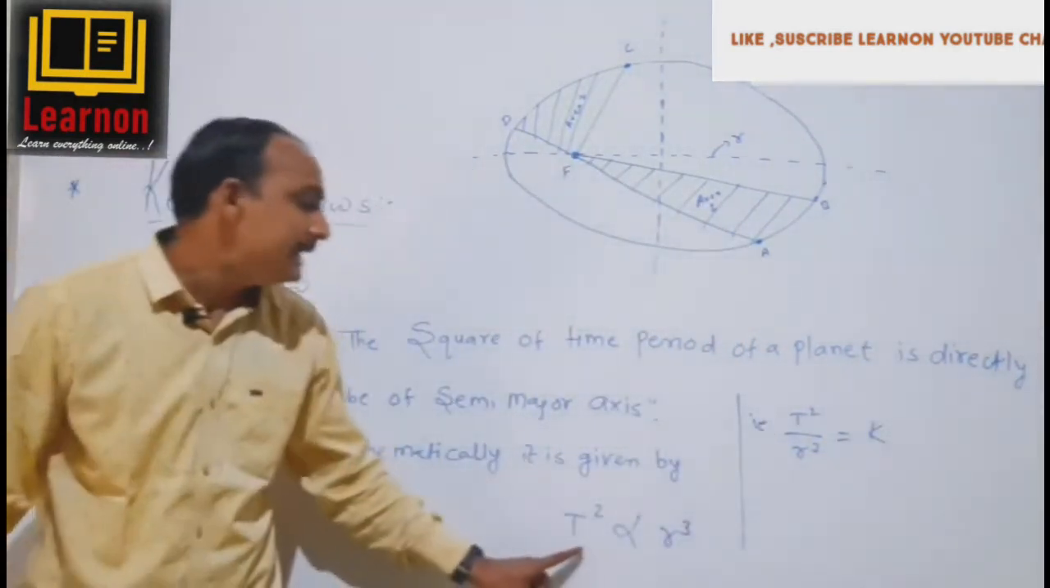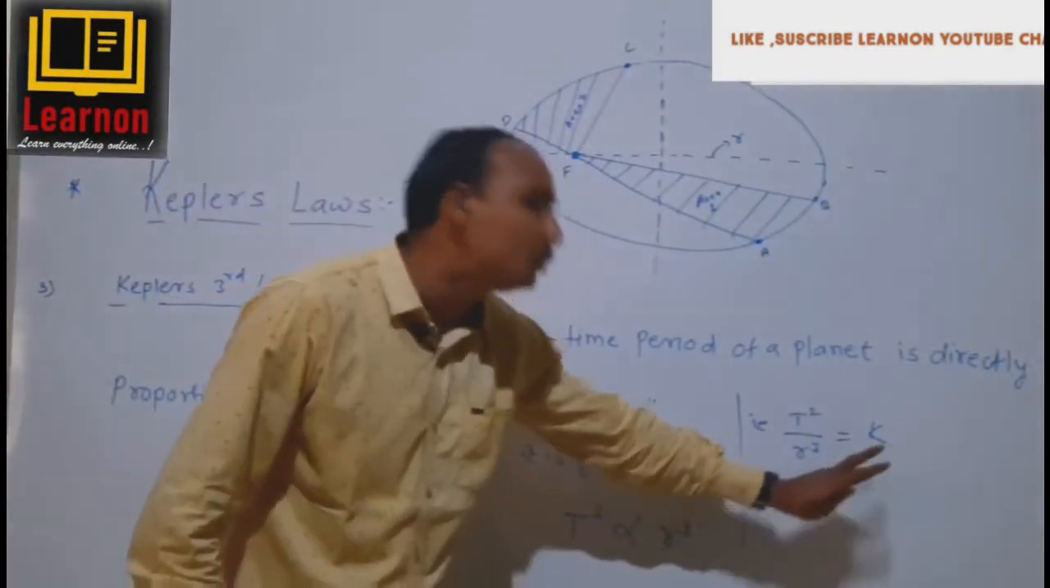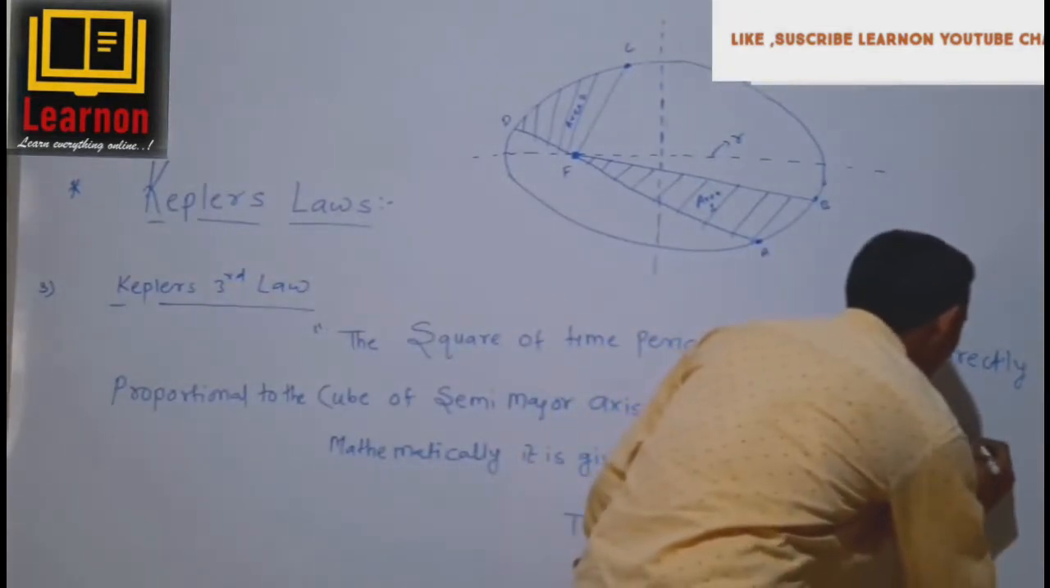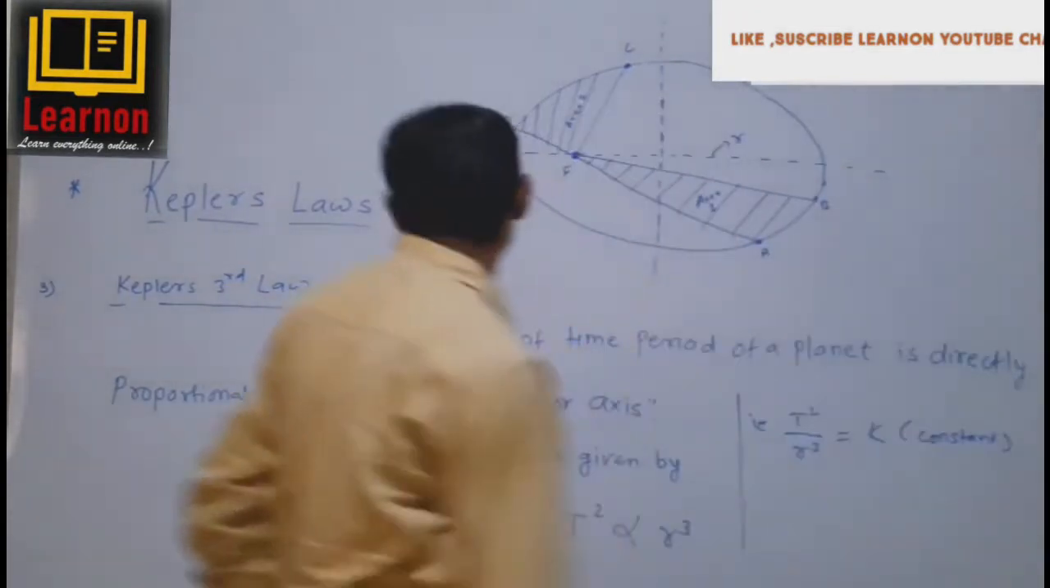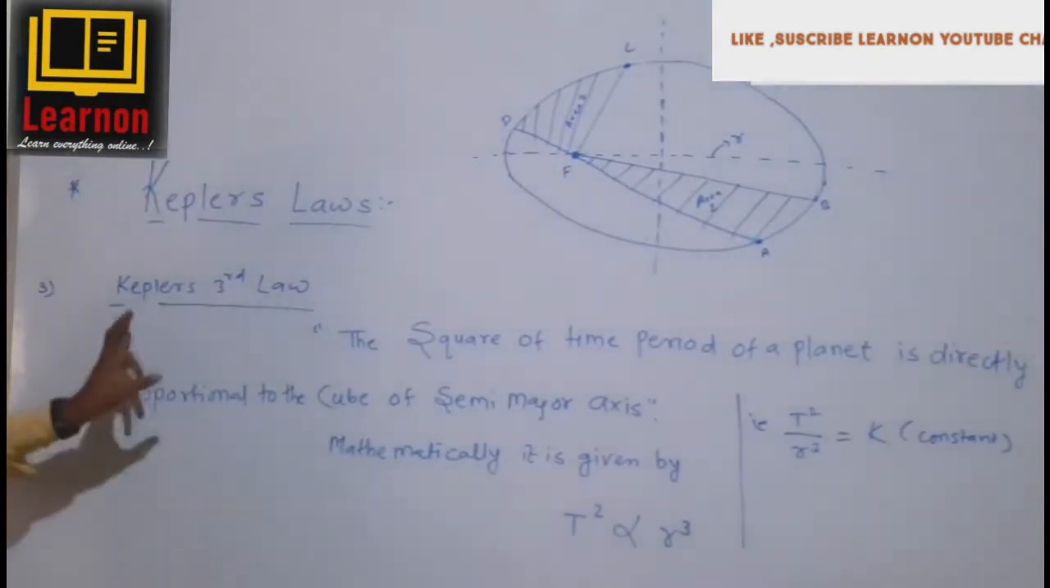T square is directly proportional to r cube. T square upon r cube is equal to some constant of proportionality k. It is constant. So this is Kepler's third law.